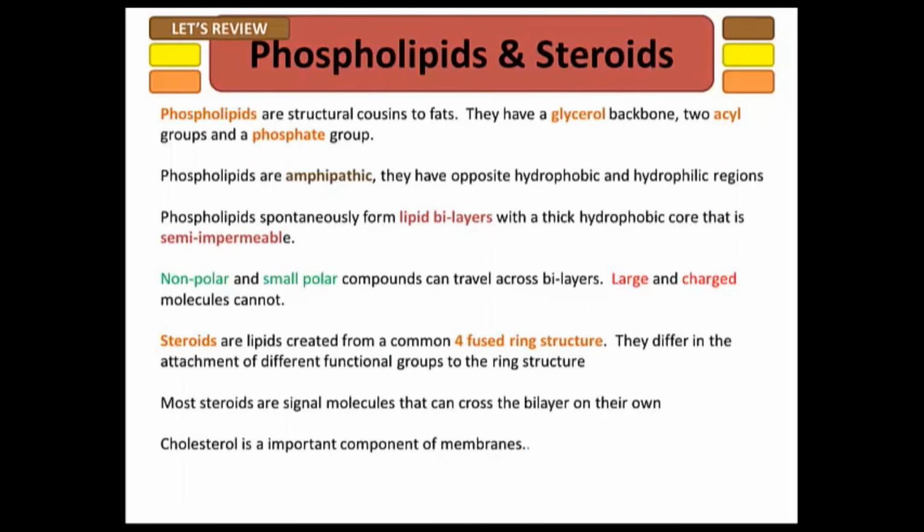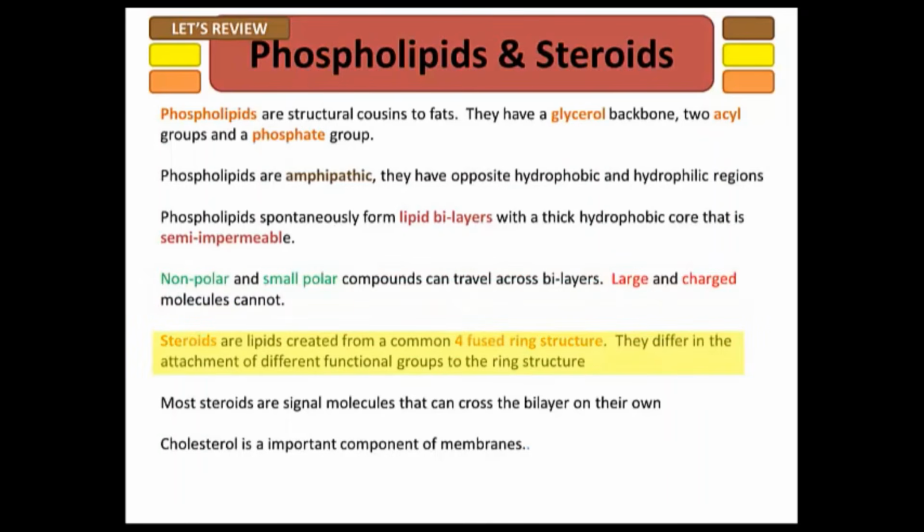Now that we have presented both the phospholipid and steroid groups of lipids, let us take a moment and review what we have learned. Phospholipids are structural cousins to fats. They have a glycerol backbone, two acyl groups, and a phosphate group. Phospholipids are amphipathic, meaning that they have opposite hydrophobic and hydrophilic regions. Phospholipids spontaneously form lipid bilayers with a thick hydrophobic core that is semi-impermeable to many solutes. Nonpolar and small polar compounds are able to travel across bilayers, but large and charged molecules cannot.